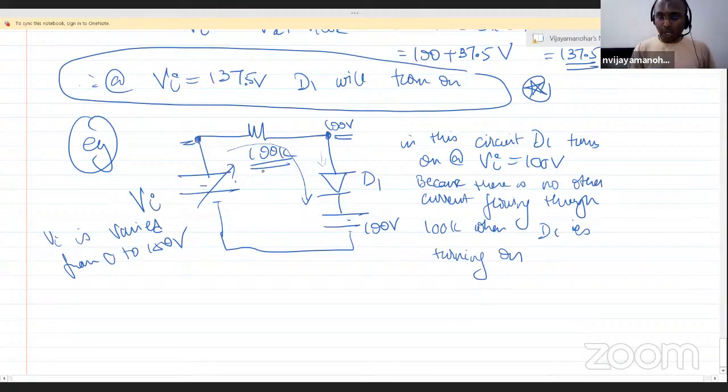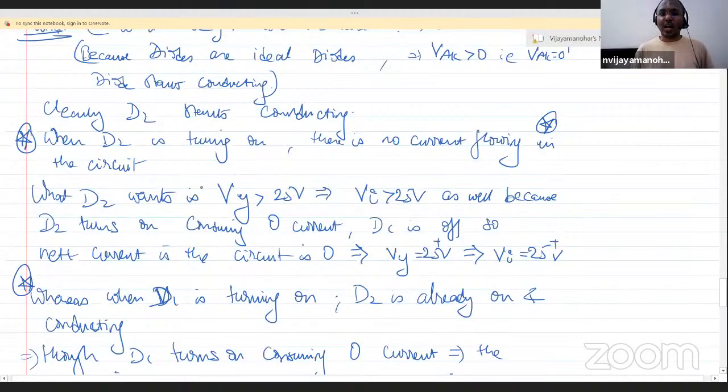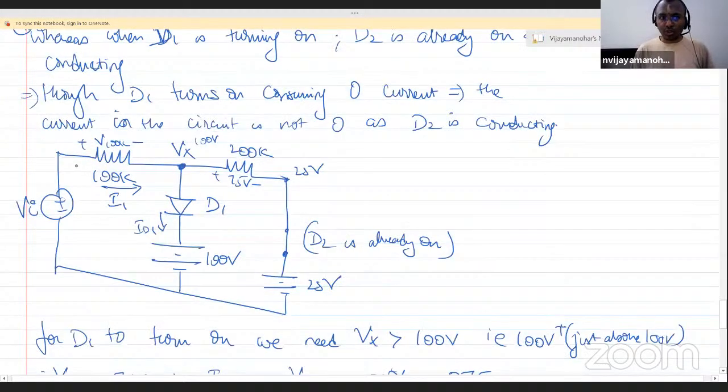The main point in the previous circuit is that when D1 is turning on, D2 is already on, and the current flowing through D2 flows through this 100k also, which is causing a drop of 37.5 volt and preventing D1 from turning on. Clear? This is very, very important.